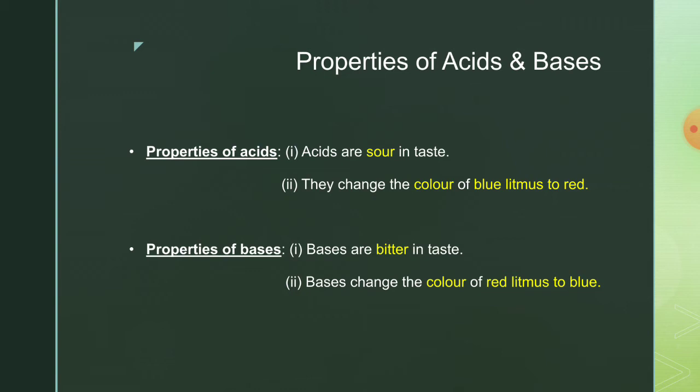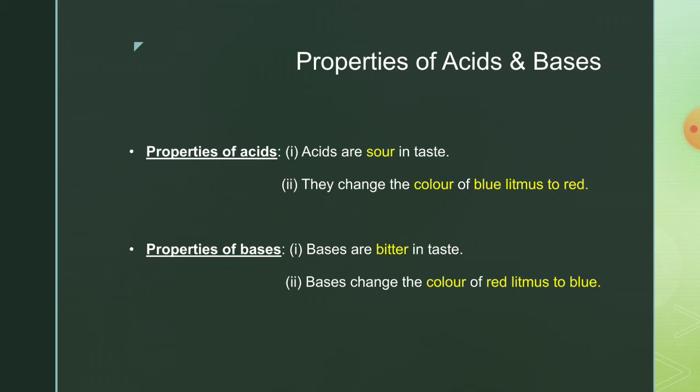Let us know the properties of acids and bases. There are so many properties of acids and bases. They are categorized as some physical properties, some chemical properties. I will come to two physical properties of acids and bases. Properties of acids: Acids are sour in taste. They change the color of blue litmus to red. Properties of bases: Bases are bitter in taste. Number 2, bases change the color of red litmus to blue.